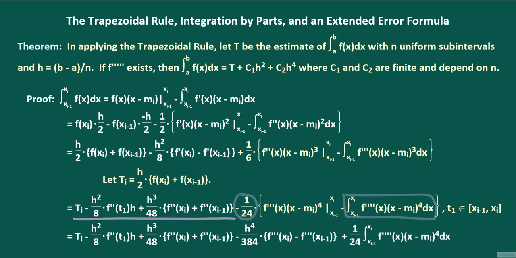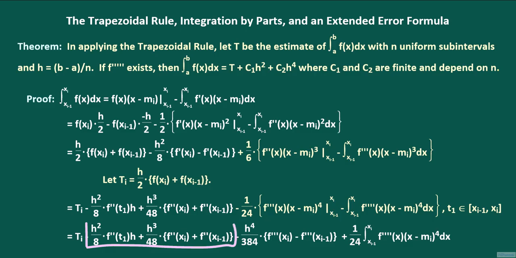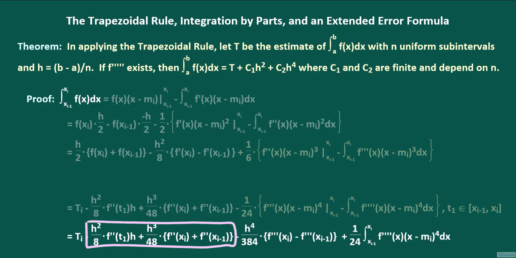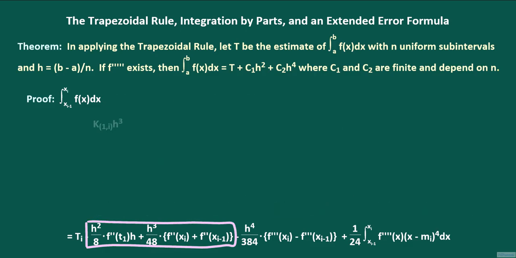We can factor out h cubed from these two terms, so that we rewrite the sum of these two terms as some constant k sub 1i times h cubed.